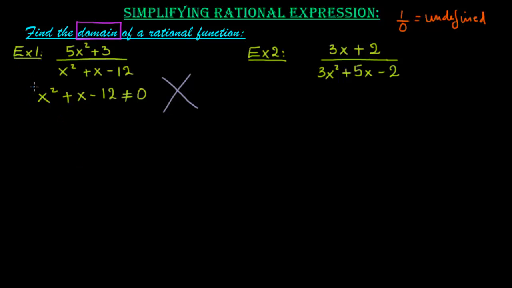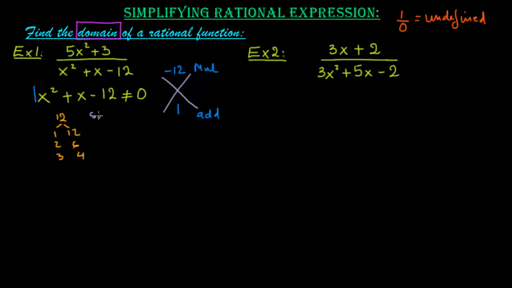So we take the first number times the last. 1x squared times negative 12 is negative 12, and the middle term will be filled in the bottom. Then we're looking for a pair that multiplies to give negative 12 and adds to give 1. A pair that multiplies to give 12 would be a factor of 12. So I list out all the factors of 12: 1 times 12, 2 times 6, 3 times 4.